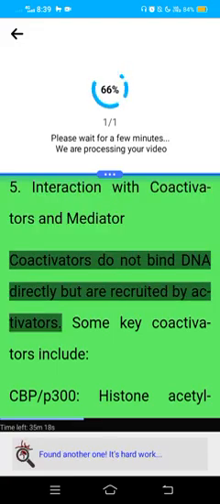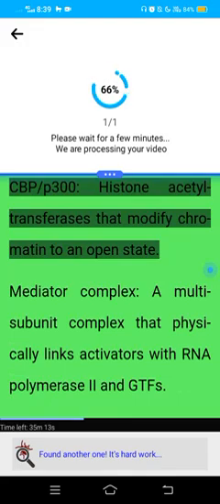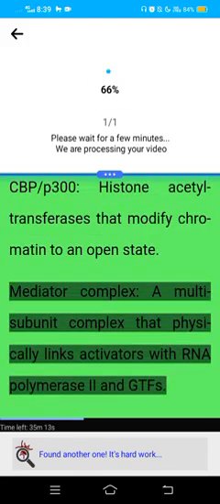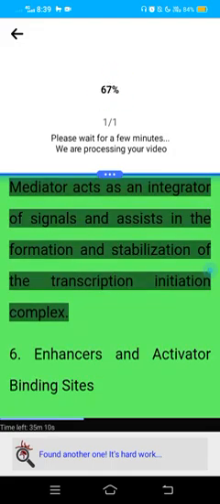Coactivators do not bind DNA directly but are recruited by activators. Some key coactivators include CBP/p300, histone acetyltransferases that modify chromatin to an open state. Mediator complex, a multi-subunit complex that physically links activators with RNA polymerase II and GTFs. Mediator acts as an integrator of signals and assists in the formation and stabilization of the transcription initiation complex.